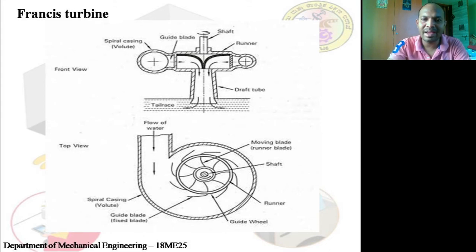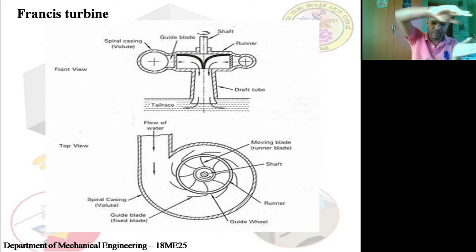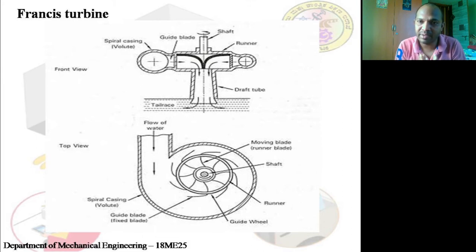These are called guide blades. Guide blade means whatever water is coming through the volute will be guided. Instead of a nozzle, we have guide vanes, or guide blades, which guide. It is something like a passage which shows in which direction the water has to flow, and that is what we call guide blades. Then we also have a shaft at the middle, which is coupled to the runner. As you can see, the spiral casings on both sides have a plus mark. These two are called the spiral casing or volute.